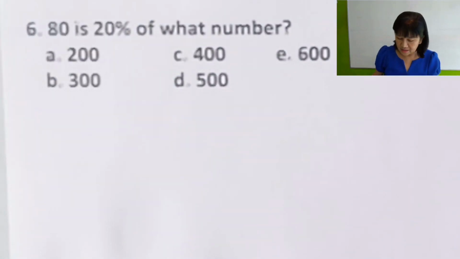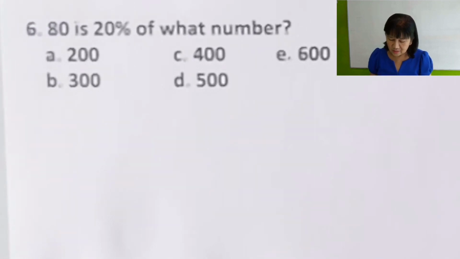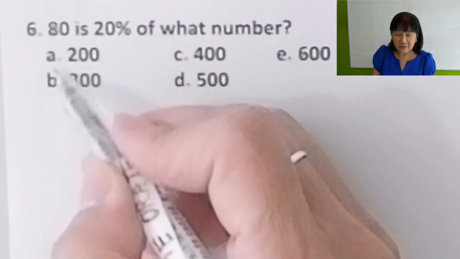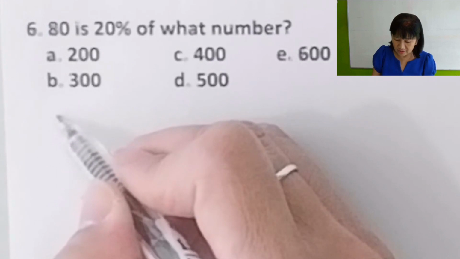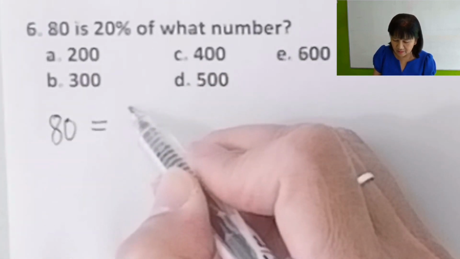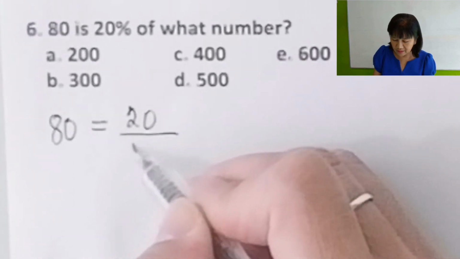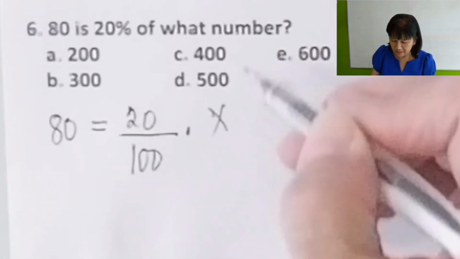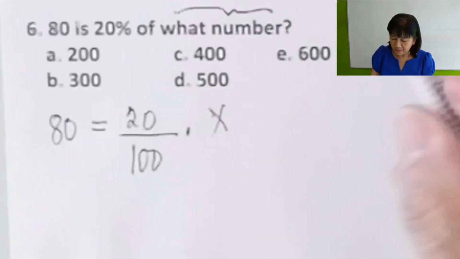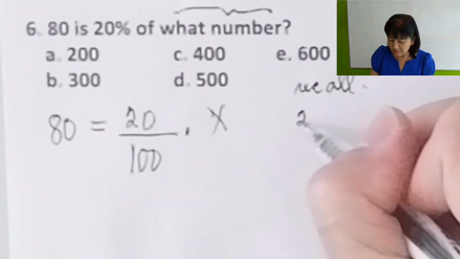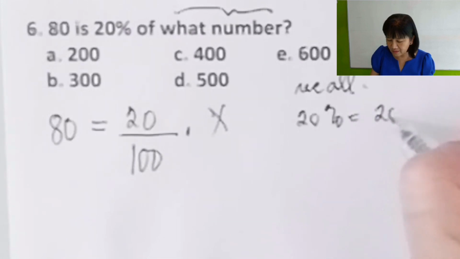Problem number 6. 80 is 20% of what number? So the same thing is true. Rewrite this as an equation. So 80, copy 80, is equals 20%, 20 per 100 of times what number? X. Our number here is x. Okay, we have to recall that 20% is just 20 per 100.